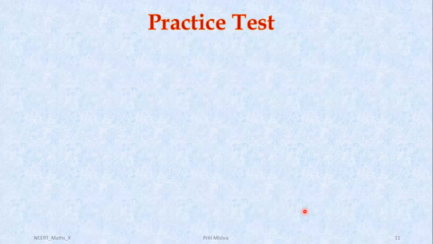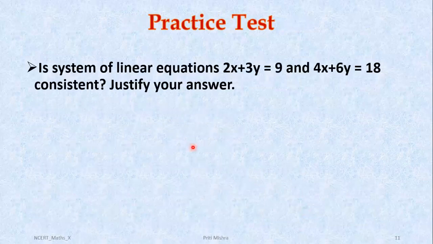Now let's have some questions for practice. So the first question is: is the system of linear equations 2x plus 3y is equal to 9 and 4x plus 6y is equal to 18 consistent? Justify your answer. Here you have to find out whether these two lines show a consistent system of equations or not. So with the help of ratios, how can you find out? You just have to write these equations in cross multiplication format. Then find out the ratios A1 upon A2, B1 upon B2 and C1 upon C2.